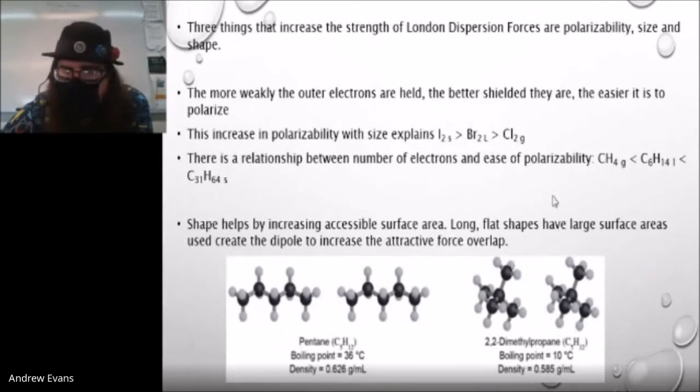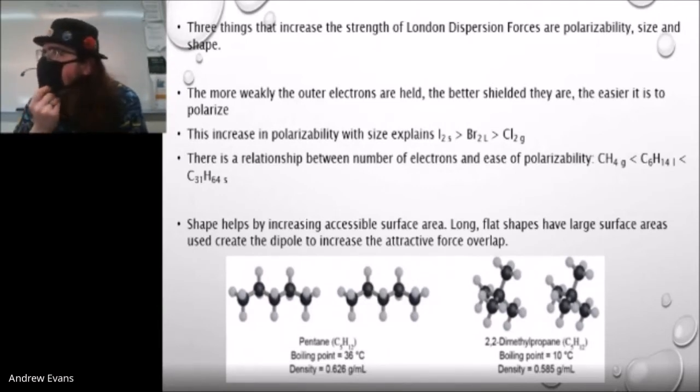Now, there are three things that will increase this London dispersion force. One is the polarizability. Basically, how easy is it to move those electrons around? How easy is it to get those electrons onto one side? If they're pretty easy to convince and corral to one side, then yes, you're going to have a lot of London dispersion forces.